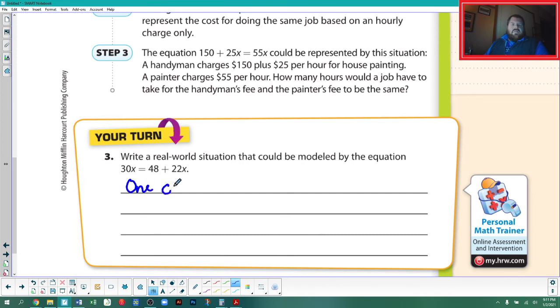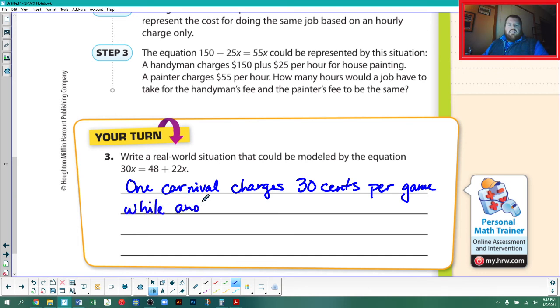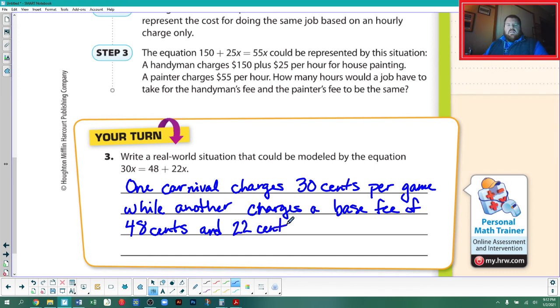But let's say one carnival charges 30 cents per ride. Let's not call them rides, let's go with games. So 30 cents per game. And we'll go ahead and go with while another charges a base fee. Since this one has a constant and a variable, the constant is the base fee and the variable has to be the per game amount. So a base fee of 48 cents and 22 cents per game.